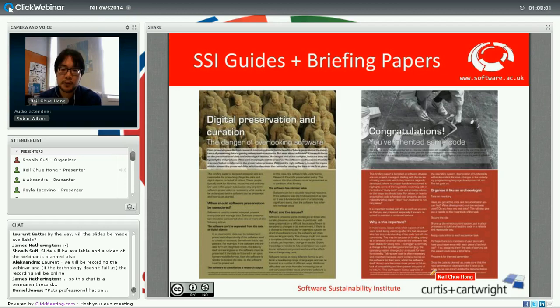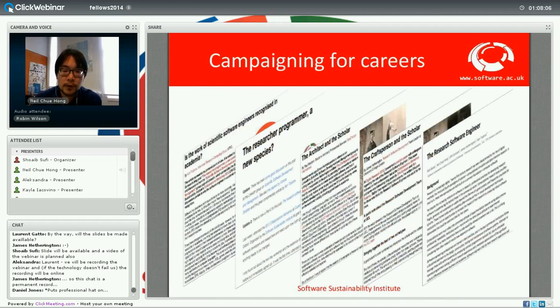We also undertake a number of policy campaigns. So in particular, one which the fellows this year have been very involved in is the idea of career paths for people who are both researchers and developers. For those who are developing both traditional papers, but also software as a research output.